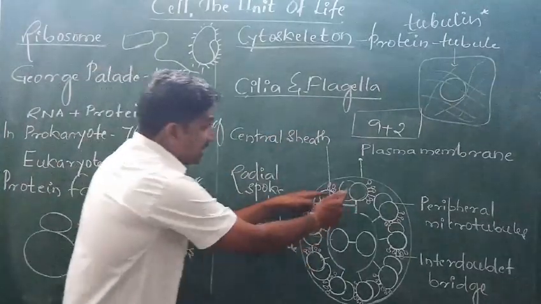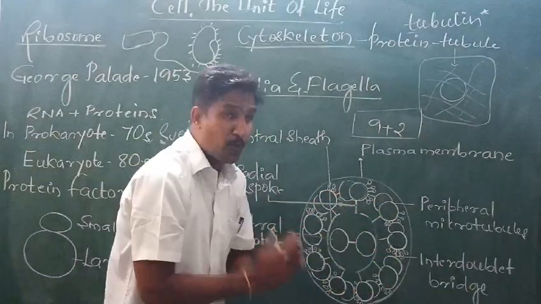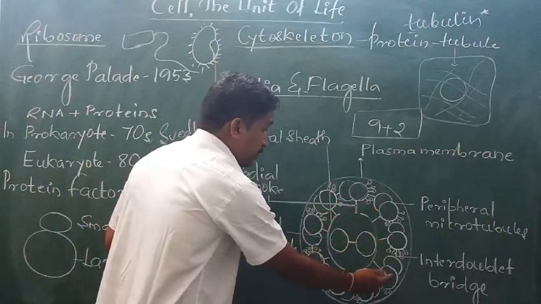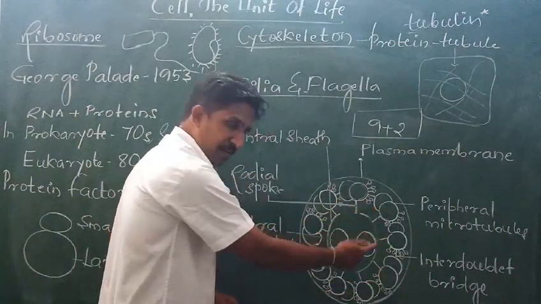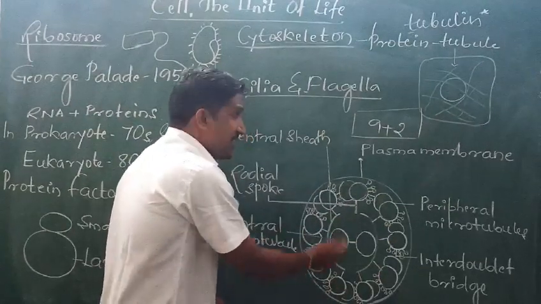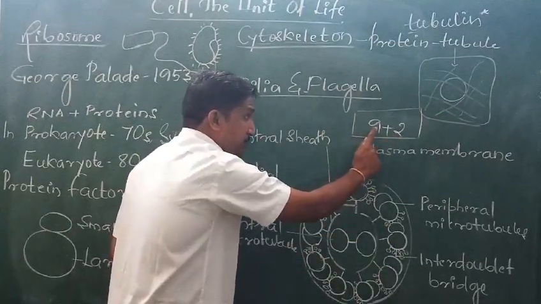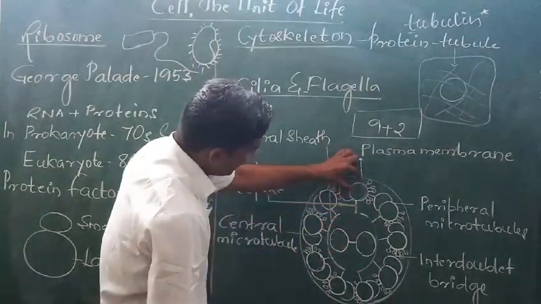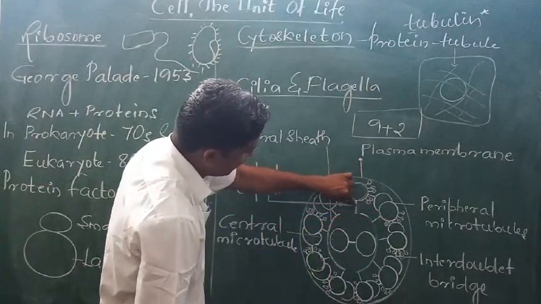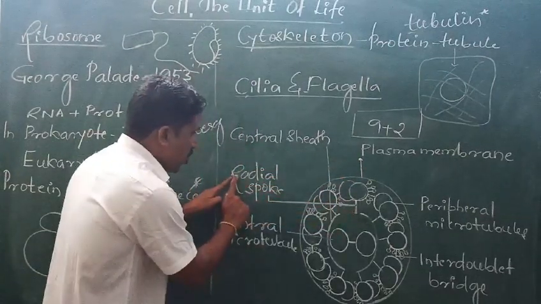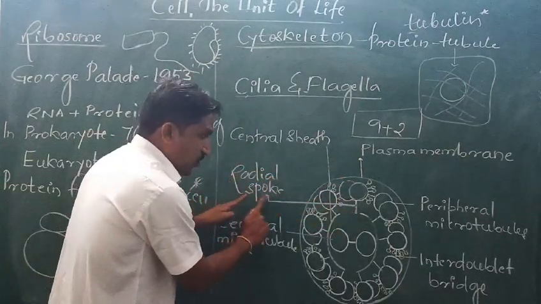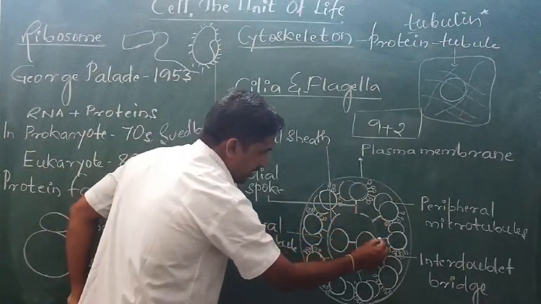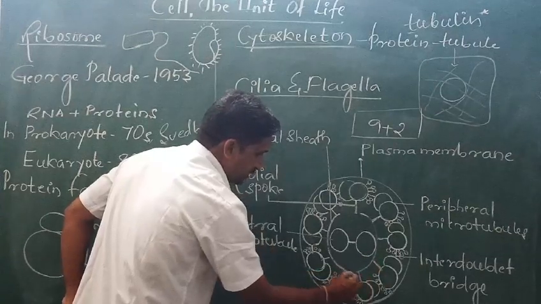These are mainly made up of the protein called tubulin, as I said. These are the tubules. Nine tubules are present in doublets, so they are called nine doublets. Each doublet is connected with the help of a stalk-like structure called the radial spoke. This is the radial spoke, radial spoke, radial spoke.